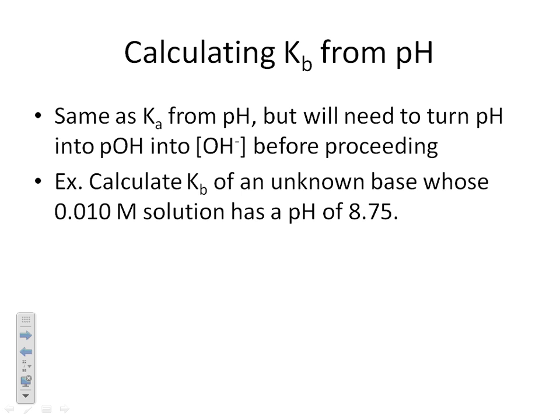So just as an example, I'm going to set this up. I'm not going to go through and actually do this problem. How would this problem sound? Calculate the Kb value of an unknown base whose 0.01 molar solution has a pH of 8.75. Now, this information is virtually identical to the information that we were given in the previous problem. Where it's going to differ is in the work that you're doing.